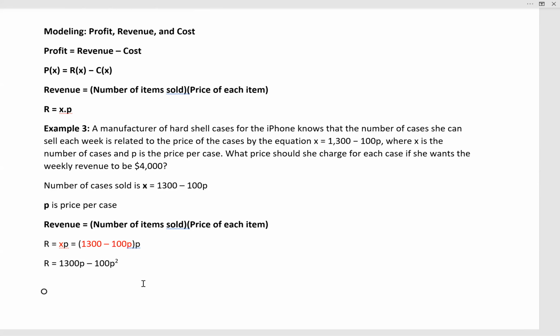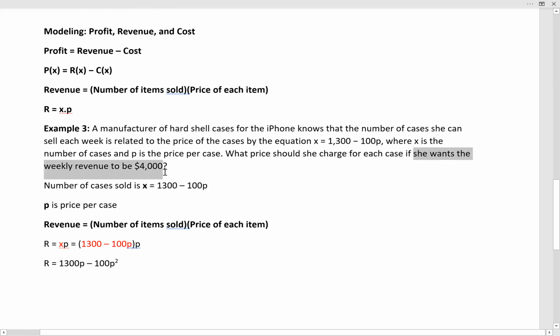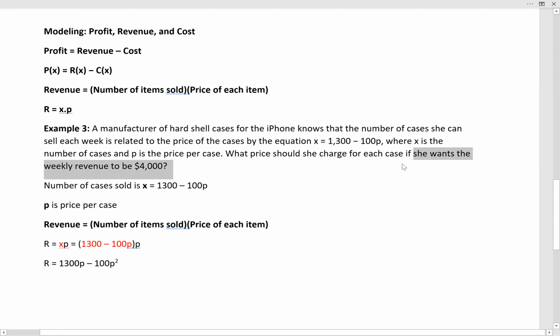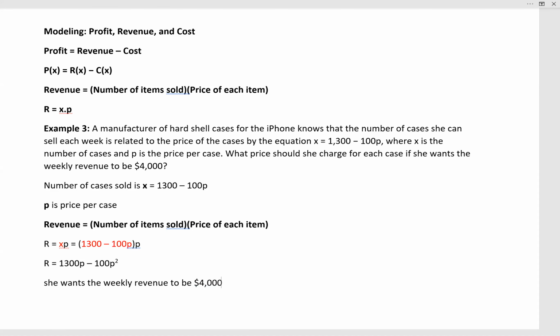Now, what else do we need to know? We know that she wants the weekly revenue to be 4,000. Okay, so she wants to have revenue equal to 4,000. Actually, you know what? I'm just going to copy it out. Okay, she wants the weekly revenue to be 4,000.